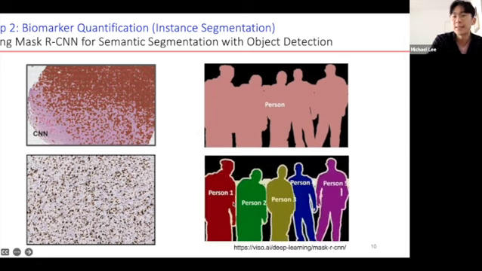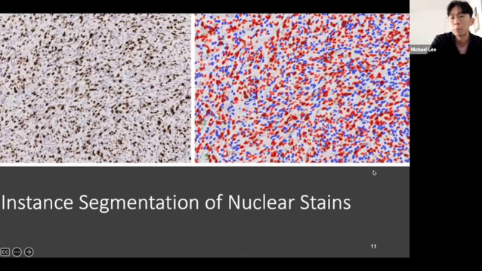And so we needed instance segmentation. Again, going back to this analogy, we wanted to come up with object detection of each of these individuals and be able to count them and individualize them. What we were able to achieve was to come up again with an instance segmentation based classifier using Mask R-CNN.